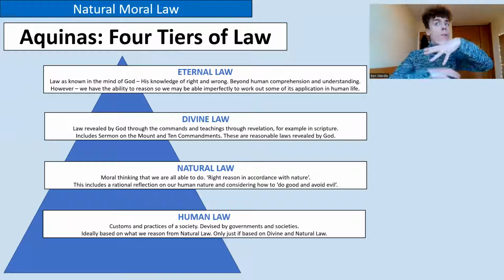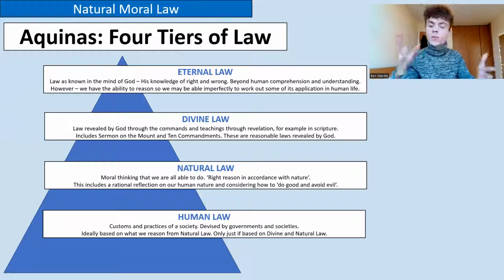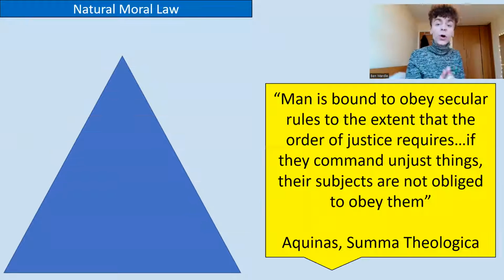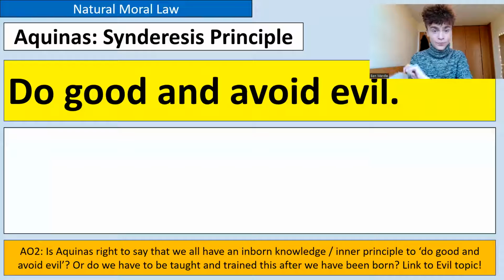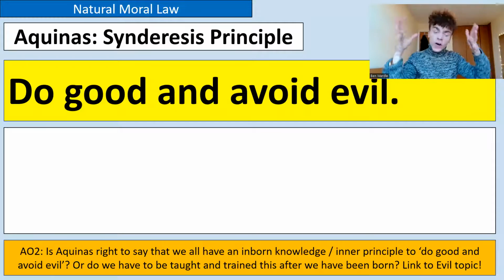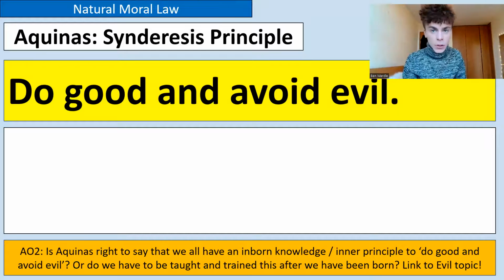So, for example, homosexuality, Aquinas would say, well, the human laws that have legalized homosexuality, that have legalized same-sex marriage are wrong, because he says they are not in accordance with the natural law and the divine law. And so he is saying, as a Christian, as a follower of natural moral law, you are only bound to obey those secular rules to a certain extent, as long as they are consistent with those higher tiers on the hierarchy of laws.